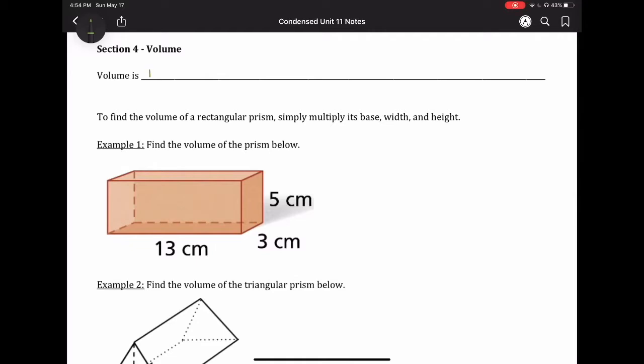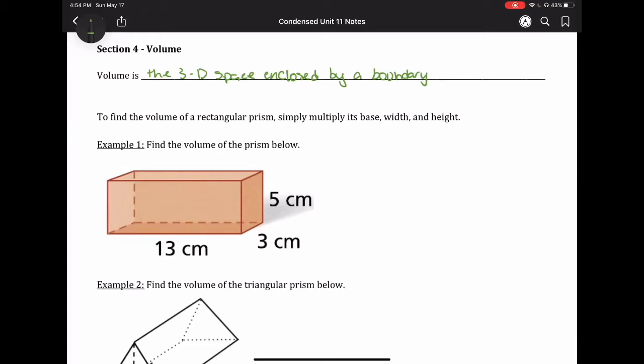Volume is the three-dimensional space enclosed by a boundary or occupied by an object. So it'd be the space occupied by an object.